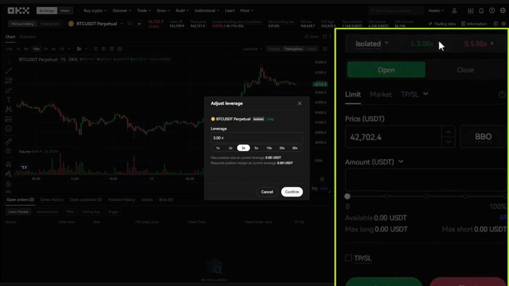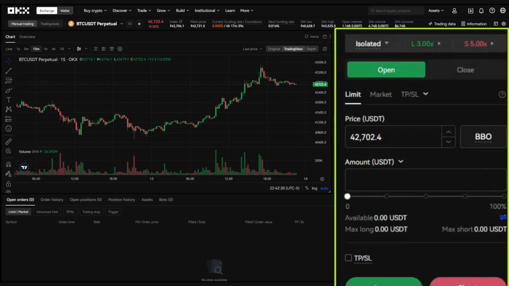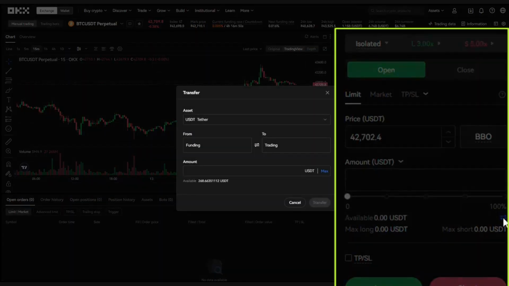Here, you choose the level of leverage you want. You can choose up to 100x. You can choose the leverage separately. For example, you can choose 3x for long trades and 5x for short trades. Before trading, you must verify if you have funds in your trading wallet. If you don't have them, you can transfer them using this icon. You select the cryptocurrency and the wallet from which you want to transfer the funds. You enter the amount and confirm.